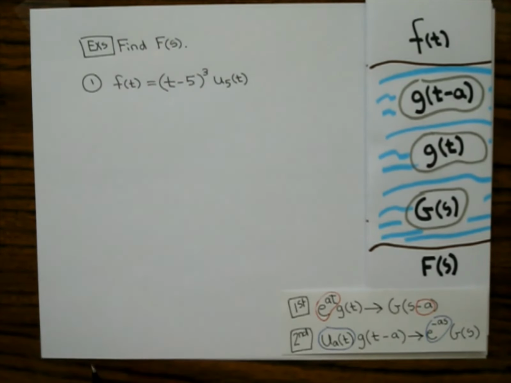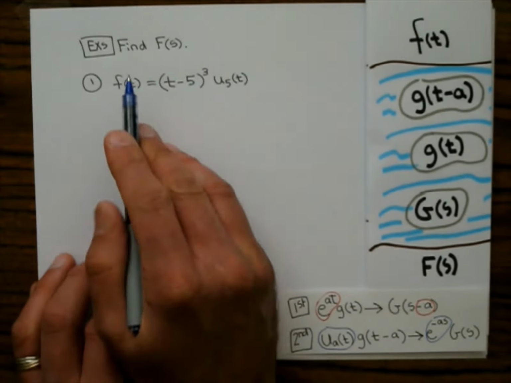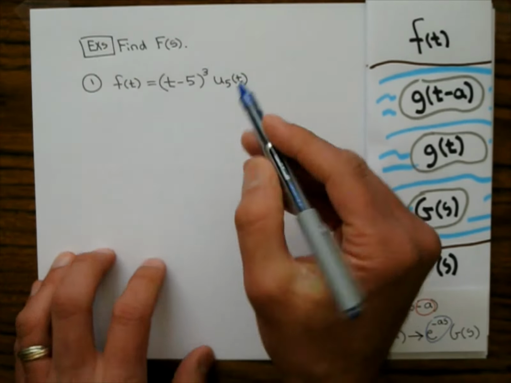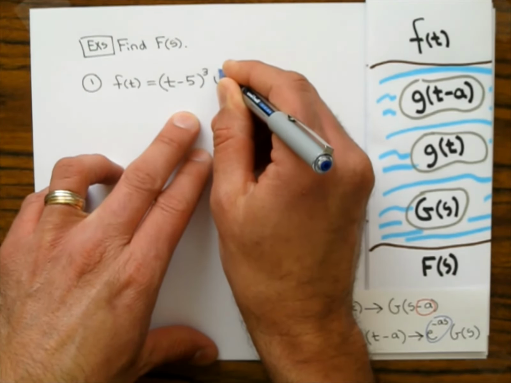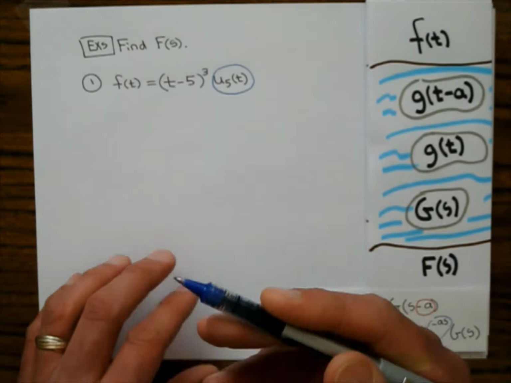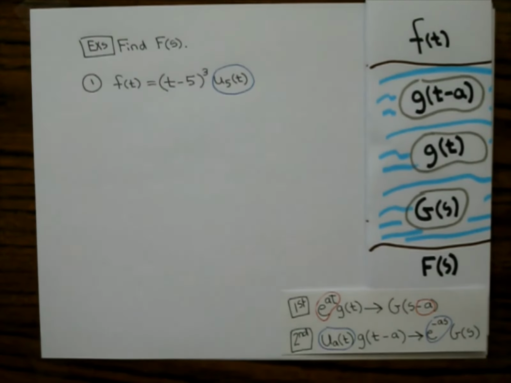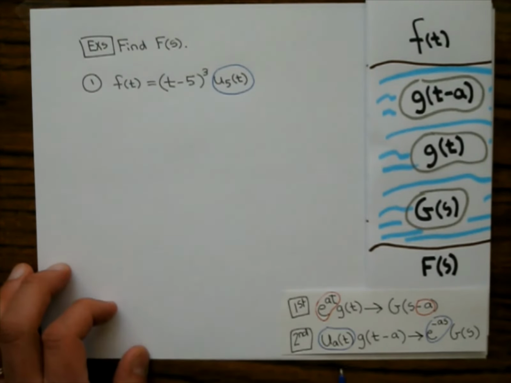Okay, so I'm trying to take the Laplace transform of functions that have a unit step function in it. So look what we have here. This could say find the Laplace transform. I have this guy right here, which I'm going to circle in blue. So my second shifting theorem, I'll always use blue, and the first shifting theorem, I'll always use red. So that's how I'm going to do it. Let's go ahead and do this.